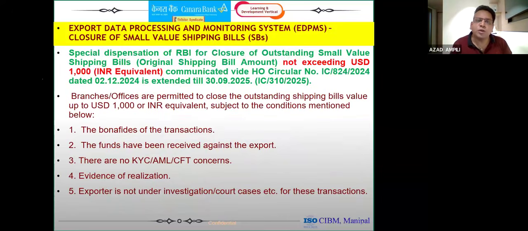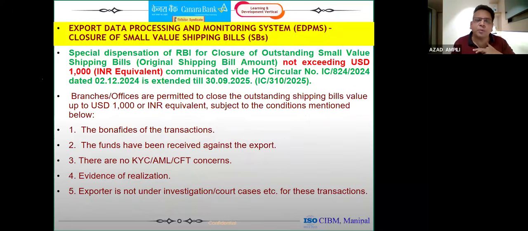Now, EDPMS is closure of small shipping bills. Just now I told you bills up to 1 lakh they can do. So one more drive RBI has begun: special dispensation of RBI for closure of outstanding small value shipping bills not exceeding $1,000. They communicated it in 824/24 and again 310/2025. They extended this in 39/2025.